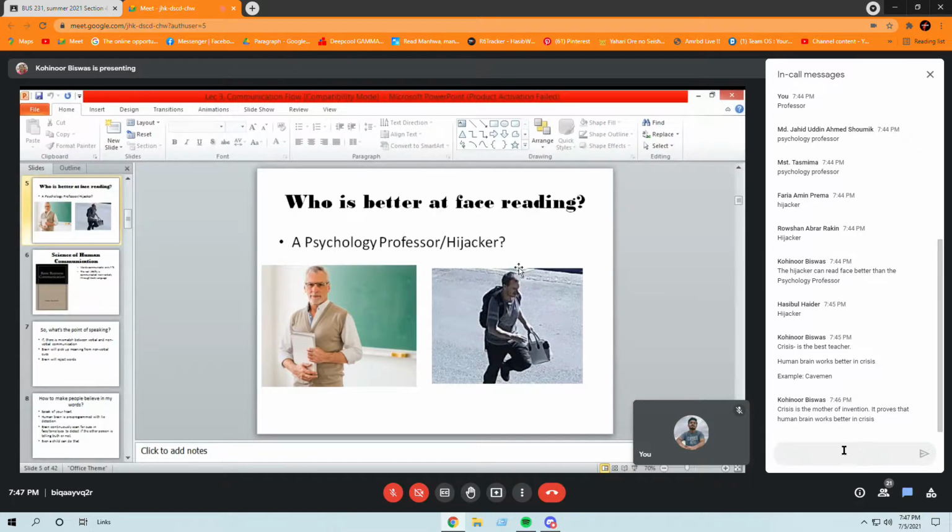Hijacker, sure. He deals with a life threat every day, chasing a particular person for a mobile, and after hijacking he has to run with his life. So the crisis this hijacker is facing is in fact the kind of crisis that cavemen would face while hunting bison. Is it not the same thing?